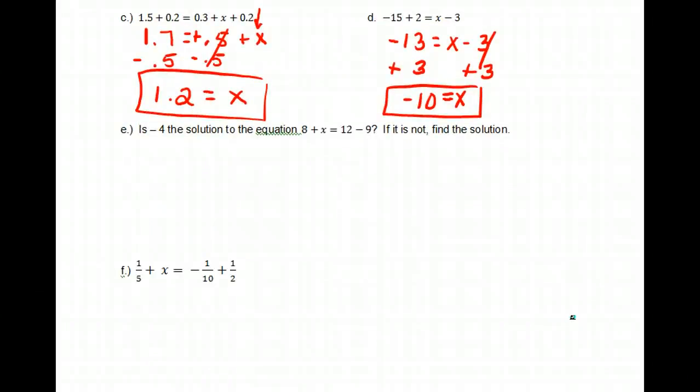Example E first asks us, is negative 4 the solution to the equation? If not, find its solution. So what I'd like you to do at this point is plug in negative 4 for x and solve it for truth. If it's true, great, you have the solution. If not, solve the equation. Pause the recording at this point and go ahead and solve problem E. When you're finished, hit play and we'll check your work.